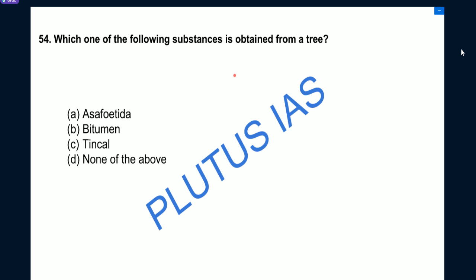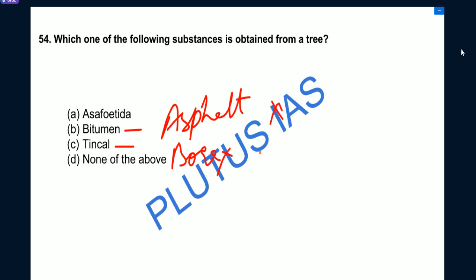Which one of the following substances is obtained from a tree? अब इसमें से tree से क्या मिलता है? What is this bitumen? Bitumen is asphalt, जिससे रोड बनाते हैं ना. It is used for road surfacing. It is a residue from petroleum distillation. Then tinkal is a crude type of borax. है ना? It is a crude type of borax. So ये भी नहीं है, ये भी नहीं है.